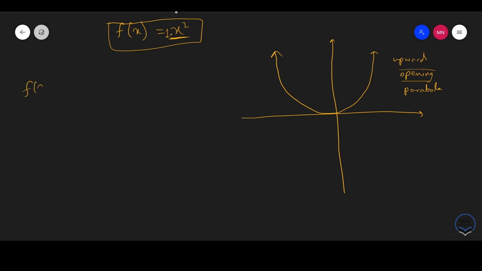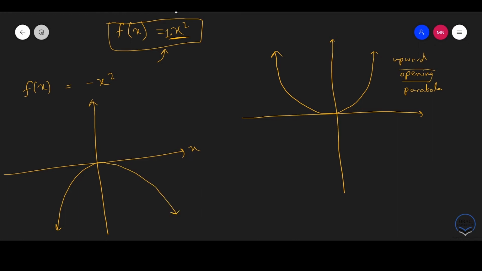If we had f of x is equal to minus x squared, then we would just reflect this graph along the x-axis, and we would have a graph that looks like this instead. And this would be a downward opening parabola. And once again, these arrows indicate that it's continuing to increase in this direction and this direction as x increases or x decreases. This is x, and this is the negative x direction.